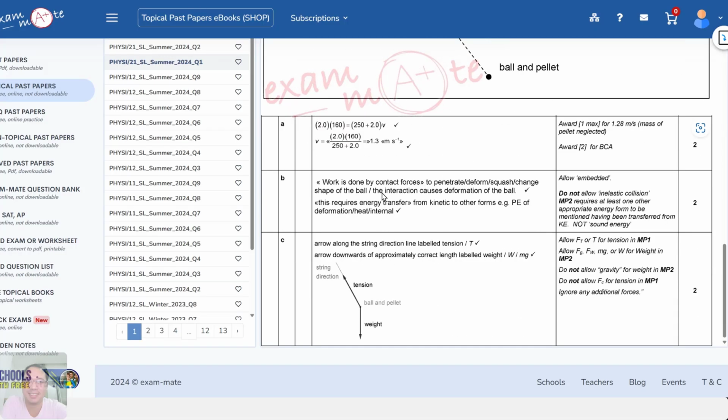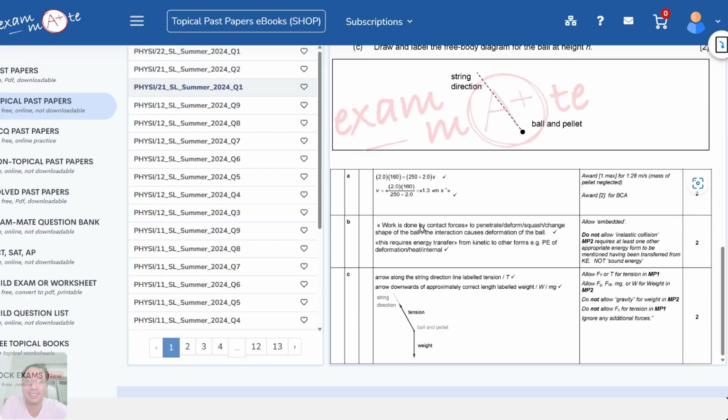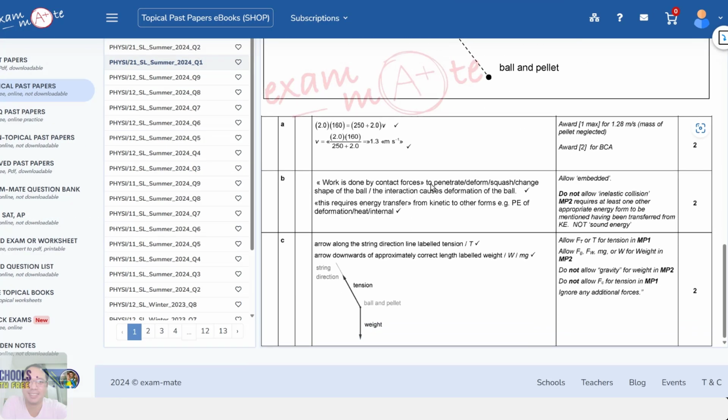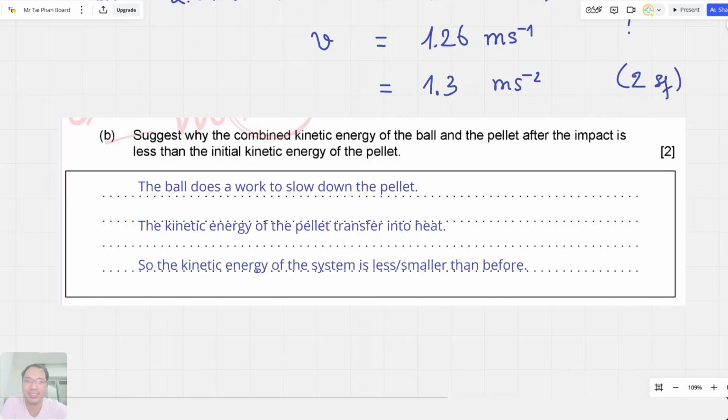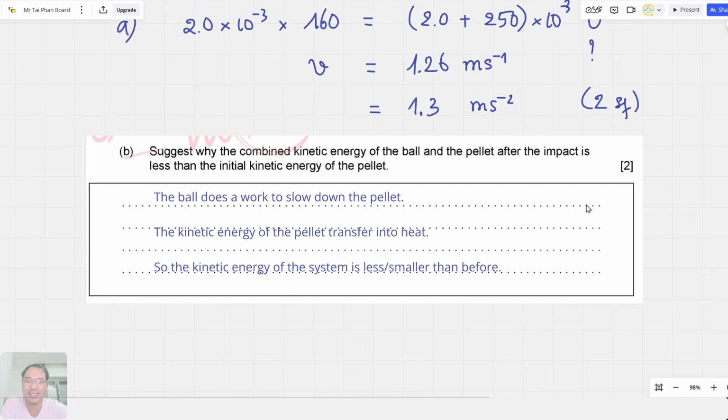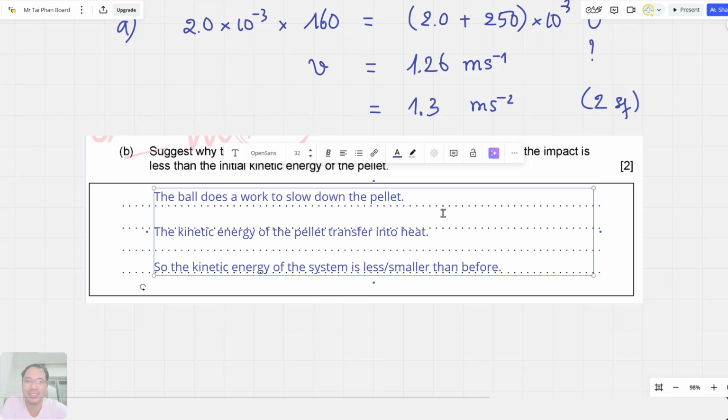And the answer is like that. The work is done by the contact forces to penetrate, to deform, and change the shape of the ball. The interaction causes deformation of the ball. That's the second expression, equivalent to each other. And this requires the energy transfer from kinetic energy to other forms, in this case, heat and internal energy. They are actually similar to each other: heat or thermal energy, or internal energy.